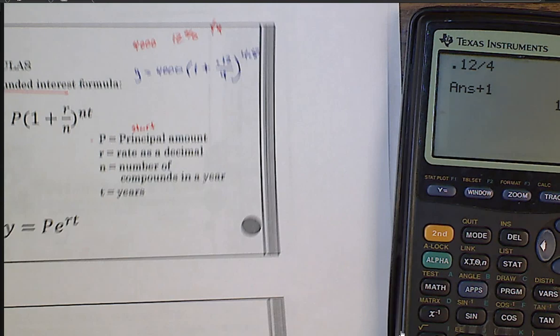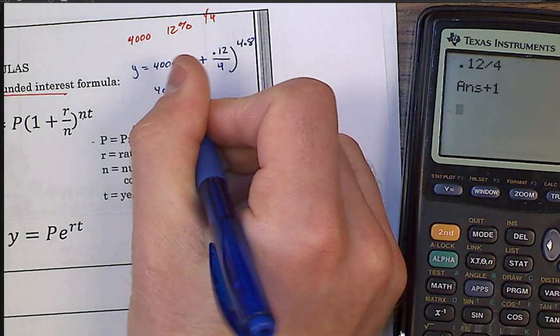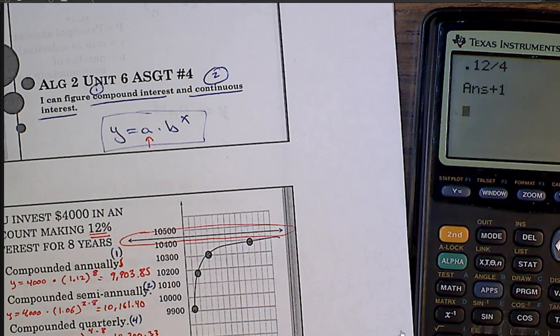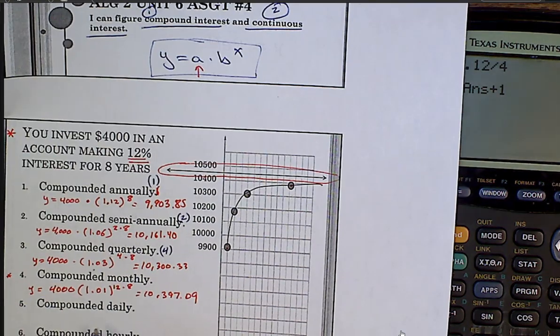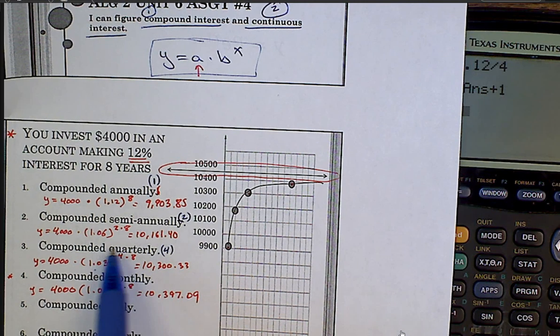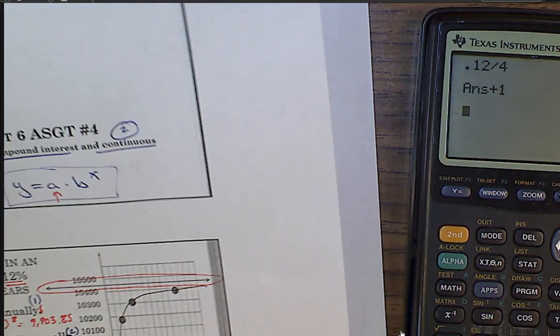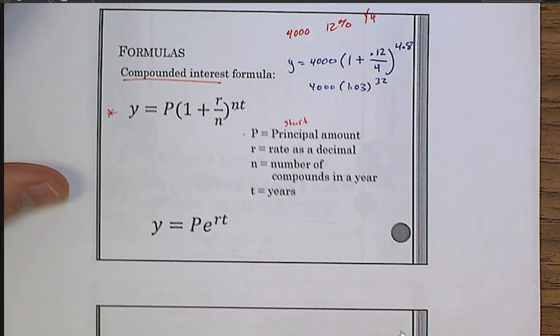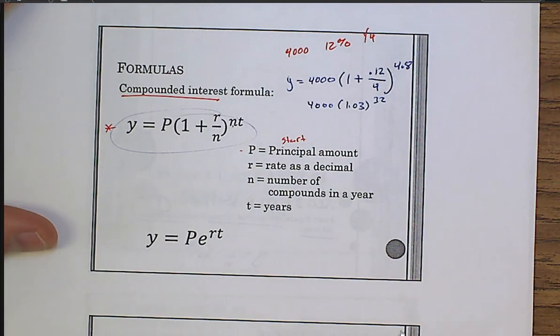So you basically have now your 4,000 times 1.03 to the 32nd power. And that's exactly what we had here. Oops, if I can show you right here for compounded quarterly. Okay? So those of you who can't kind of do it mentally and have that number sense, that's totally fine, here's the formula you stick with compound interest.